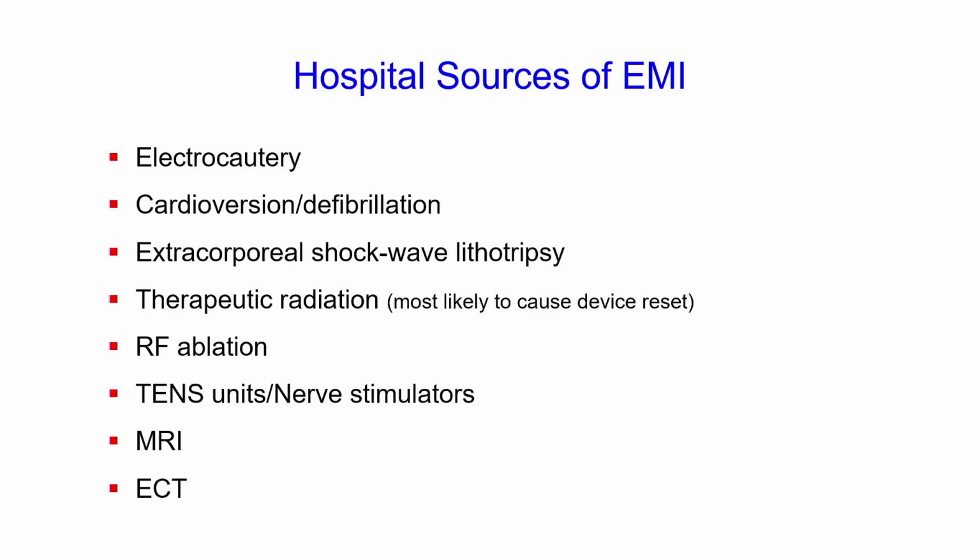Lots of sources of EMI in the hospital. The one that we're going to focus on primarily is the electrocautery source, but there's also EMI from cardioversion and defibrillation, lithotripsy, therapeutic radiation, radiofrequency ablation, people who have TENS units or nerve stimulators, MRIs, and ECT. All of this can create EMI and potentially interfere with devices.